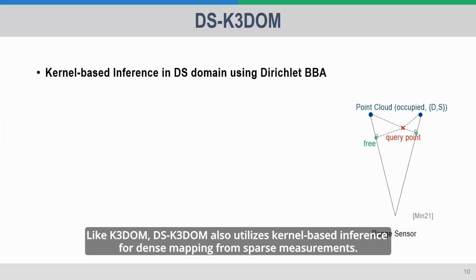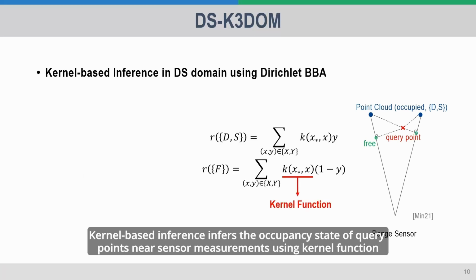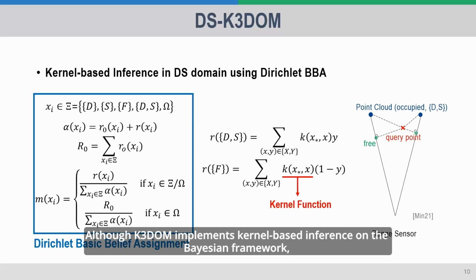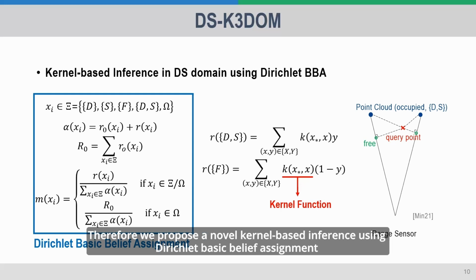Like K3-DOM, DSK3-DOM also utilizes kernel-based inference for dense mapping from sparse measurements. Kernel-based inference infers the occupancy states of current points near sensor measurements using kernel functions. Although K3-DOM implements kernel-based inference on the Bayesian framework, Bayesian inference cannot be applied to the Dempster-Shafer domain. Therefore, we propose a novel kernel-based inference using Dirichlet basic belief assignment, which can be applied to the Dempster-Shafer domain. This is one of our main contributions.